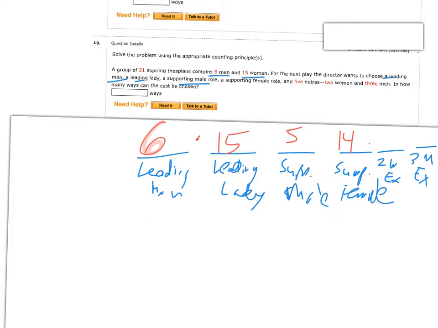Where it gets tricky is the extras, 2 women extras and 3 men extras. For these, we need to use combinations because it doesn't matter the order I pick the extras in. From the women, we have 13 women left, and we're going to do a combination of 2 of them. For the men, we have 4 men left, and we're going to do a combination of 3 of them. I'm going to type that in the calculator and see what I get. I get 1,965,600. Obviously your numbers will be different, but that's the setup.